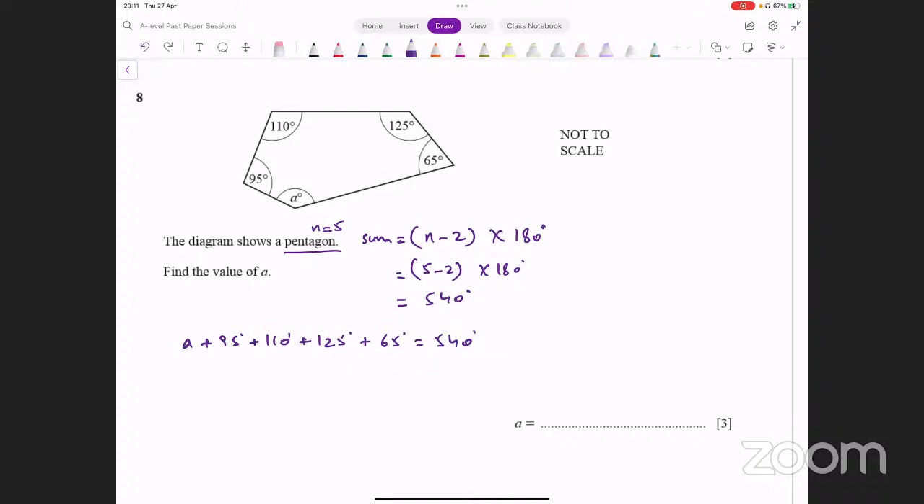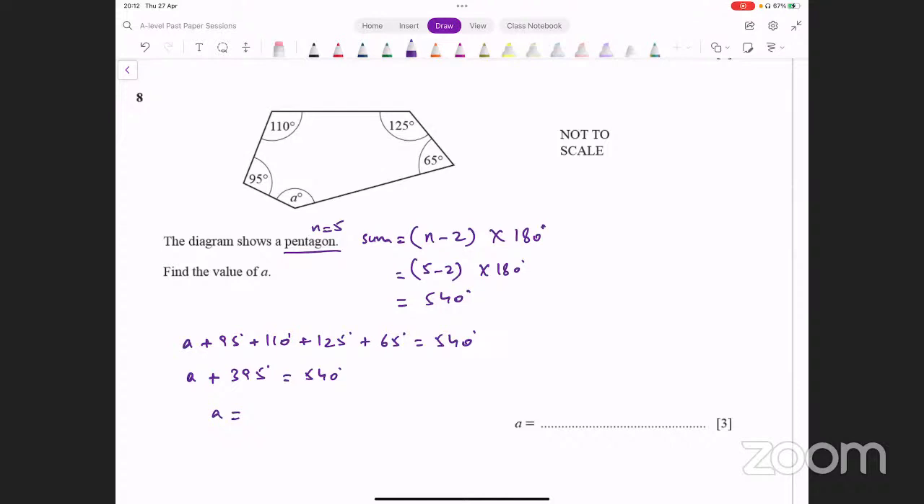ठीक है, you can do it step by step. या left side को add कर ले. In fact, that's actually simpler rather than subtracting. पहले इन सारे numbers को add कर ले. That's going to be simpler. Okay. 95 plus 125, ये कितना होगा? ये होगा 220. 220 plus 110, that's going to be 330. 330 plus 65, that's going to be 395. So A plus 395 degrees is equal to 540 degrees. So 540 में से minus कर दें. 540 minus 395. How do you do that?